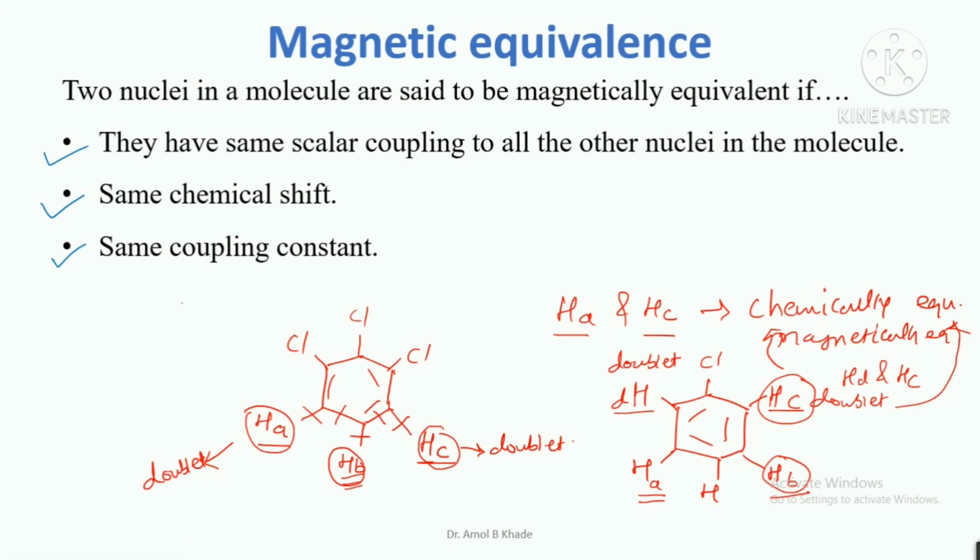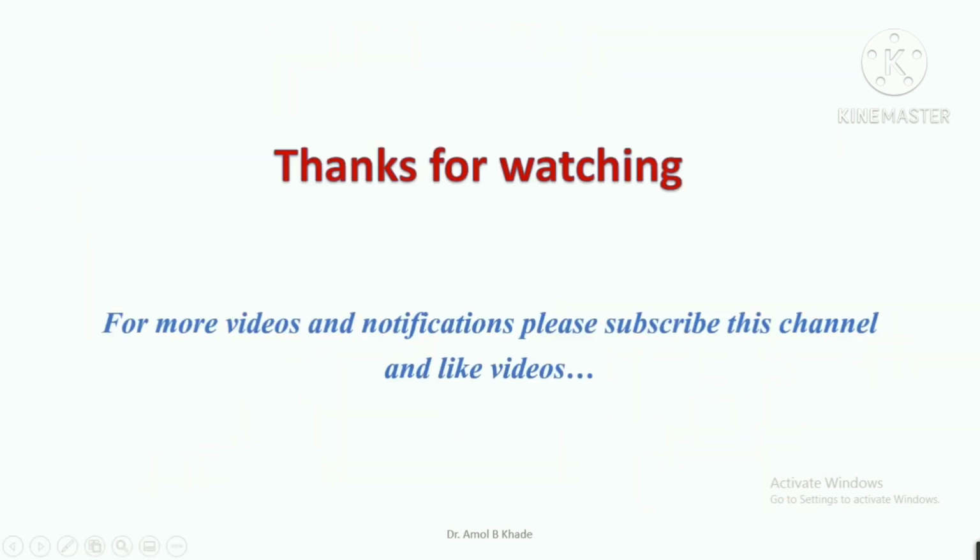So that's what we can say: magnetically equivalent protons are always in a chemically equivalent environment, but chemically equivalent protons are not necessarily in the same magnetic environment. In this case proton A and proton C are chemically as well as magnetically equivalent, so their coupling constant is the same. But proton D and proton C are chemically equivalent and will appear at the same delta value, but their coupling partners are different, so they are not magnetically equivalent. With this we will stop.